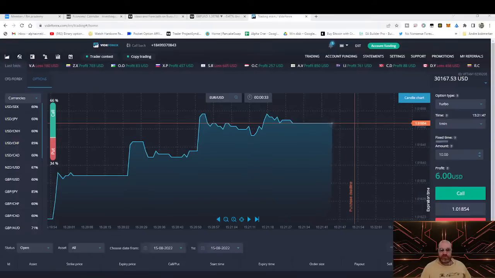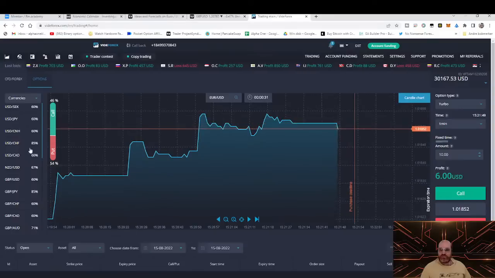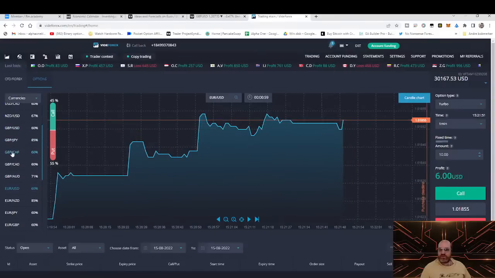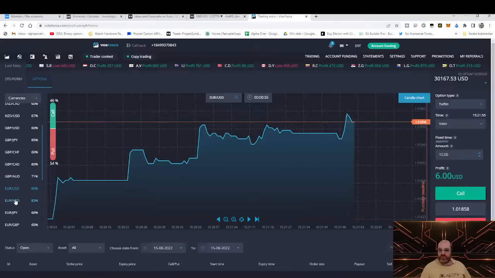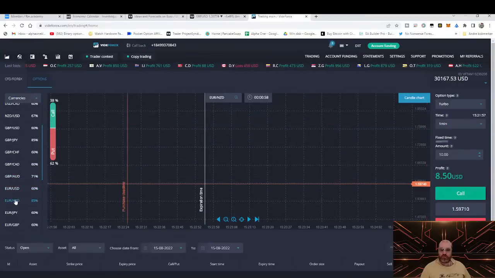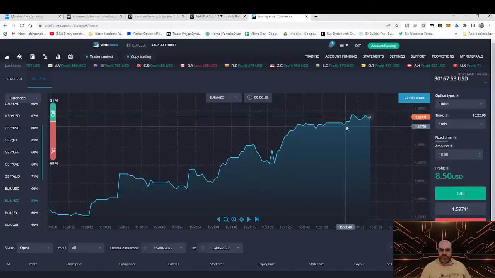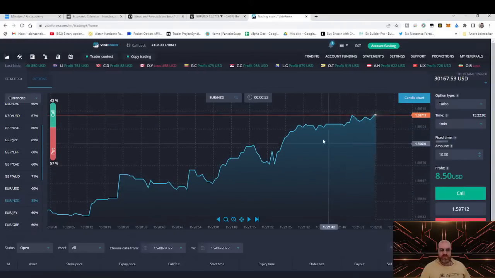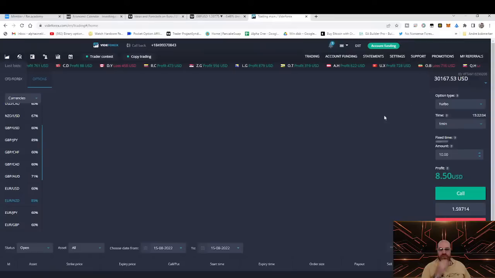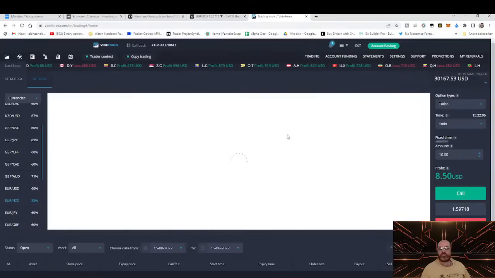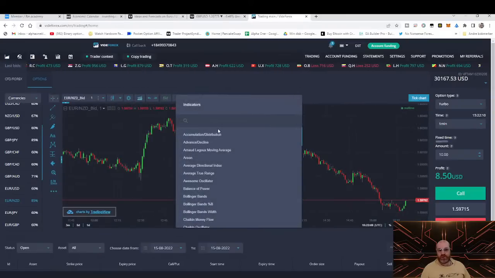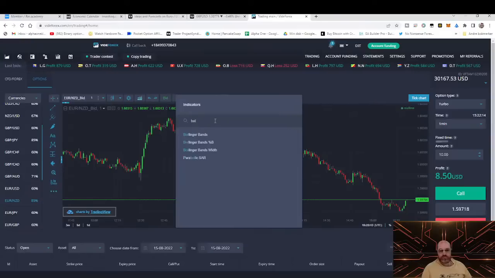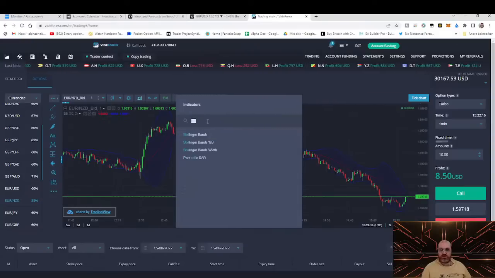Okay, so for binary option, we always look at a pair that has paid the most. We have two options then. Let's see which one you like the most. This we like. Then we can add a candle chart. We will add the two indicators. We need the Bollinger Band, and we add stochastic.